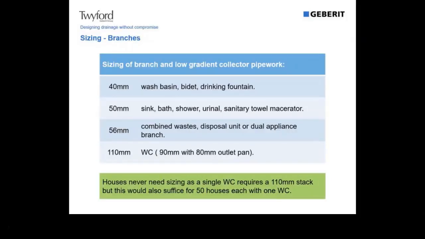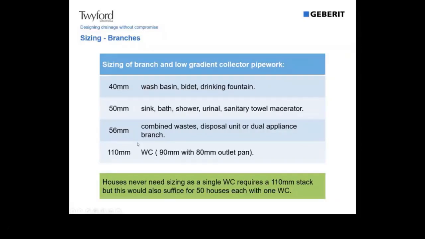be going through it. So typically in a wash hand basin, bidet, drinking fountain, you're looking at 40 mil. Going to either a sink, bath, shower, urinal, you're up to 50 mil. And then when you have a combined waste, you go to 56 mil. Now, typically when you're combining, you would have two coming together, and then immediately after it, you would have a larger pipe. So after the combination is where you'd have the larger pipework, so that it immediately went into a larger pipe. And at that point, that's quite a standard detail.